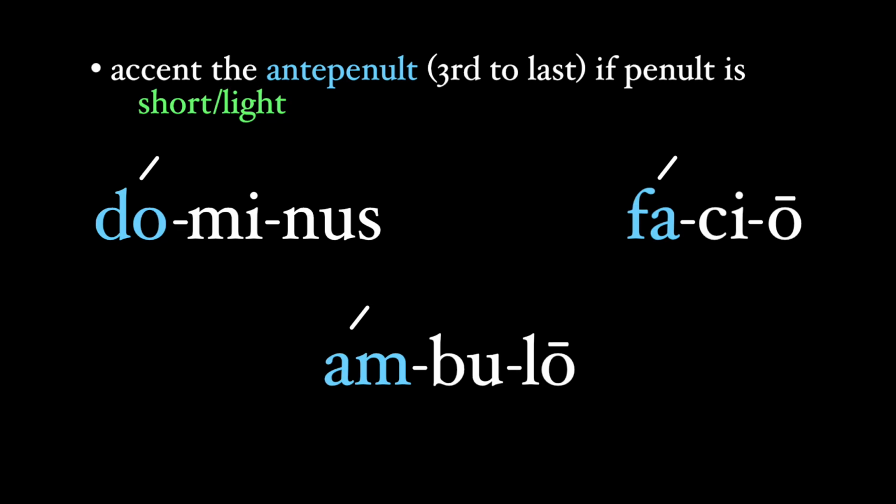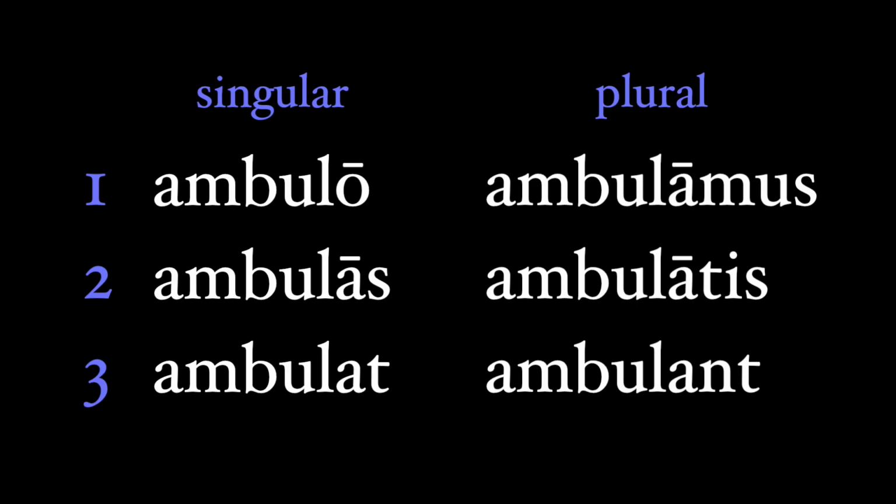Ambulo, because the second to last syllable, b, is short. But this accent is not permanent. So let's conjugate ambulo in the present tense. Ambulo, ambulas, ambulat. The accent falls on the first syllable.